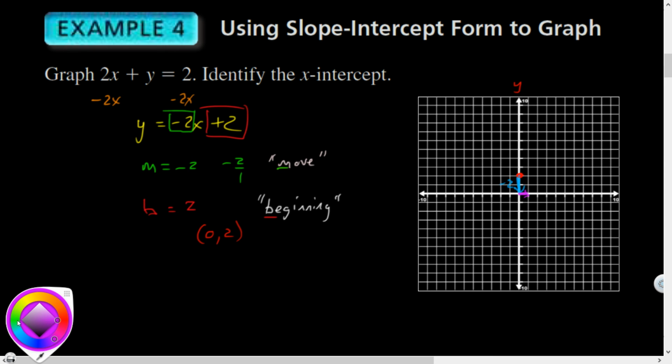Okay? And I'll plot a new point on my graph. So I moved by the slope. And also, watch this. If I want more than 2 points, because that's not a bad idea, I'm going to move by the slope again.